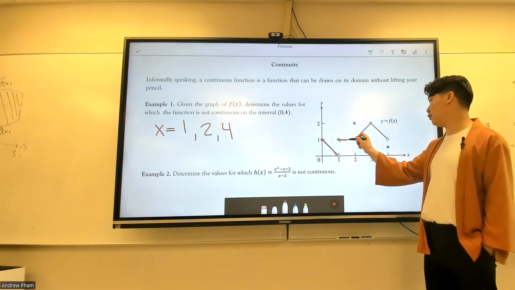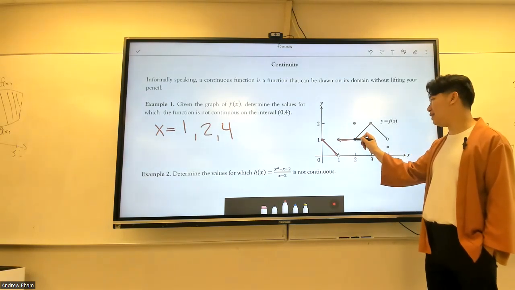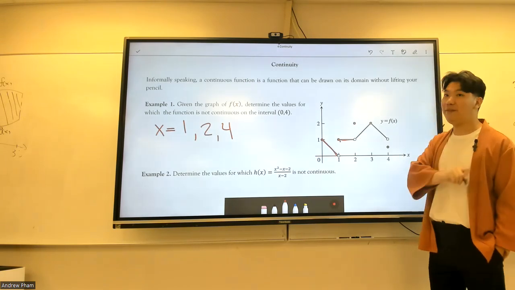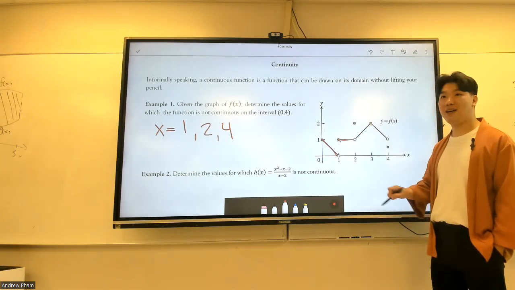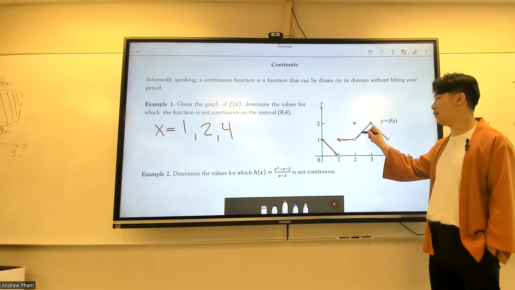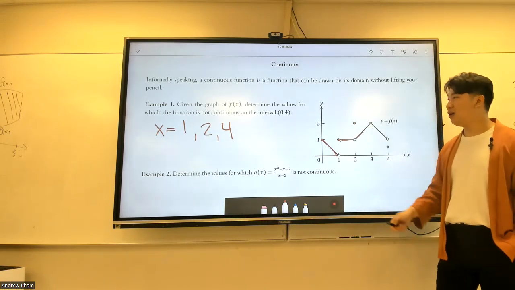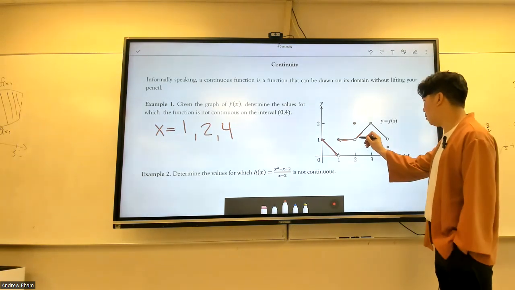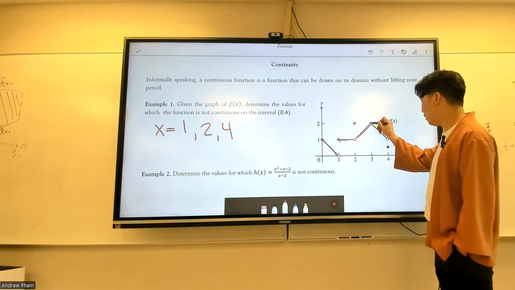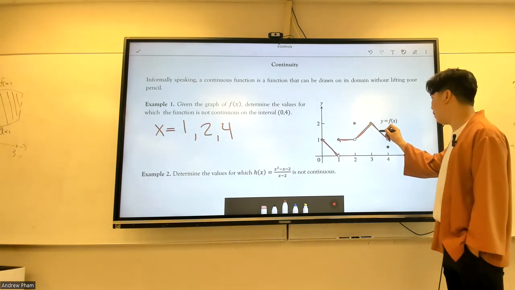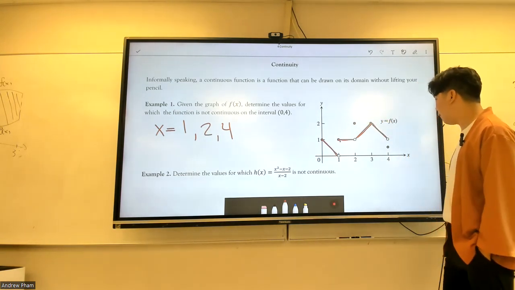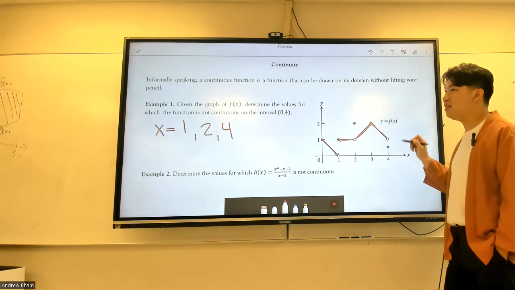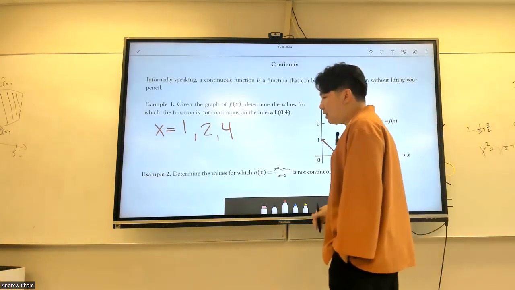Going over, continuing to trace, I get to this point, x equal to 2. I have to lift my pencil, hit the dot, and then continue forth. So at 2, I am not continuous. So yeah, I agree with 2. Keep on going. At 3, I can keep on going without lifting my pencil. And then at 4, I have to lift my pencil and then hit the 4.